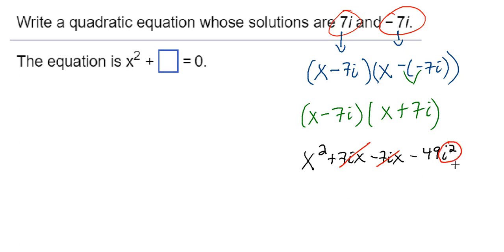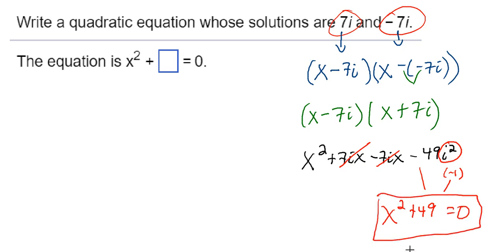i squared, you have to remember from chapter 6, is -1. So you get -49 times -1, which will be positive 49. And so I'll have x squared plus 49 equals 0. And so that would be the equation that we would need in order to have our solutions be 7i and -7i. Notice for the answer, they already typed most of it out for you, right?